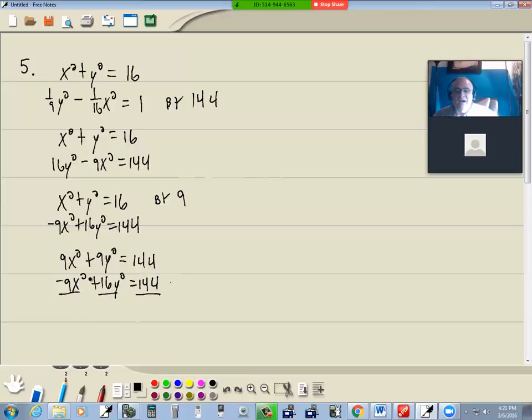What would make it inconsistent is if I had come up with a negative 9y squared here, then these would both cancel away and leave me 0 over here equals some kind of number. And then that's where you could just stop. So that gives us 25y squared equals 288.